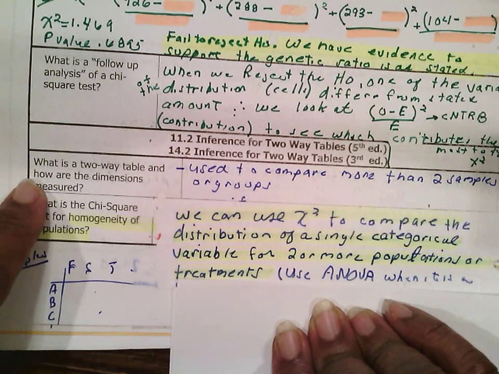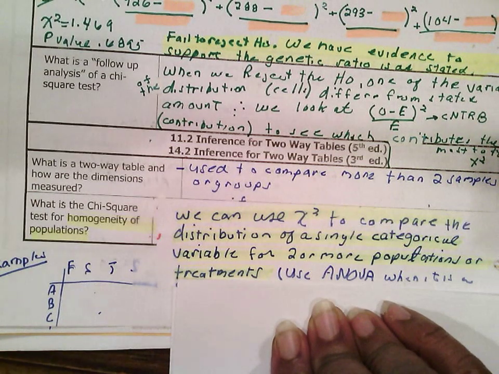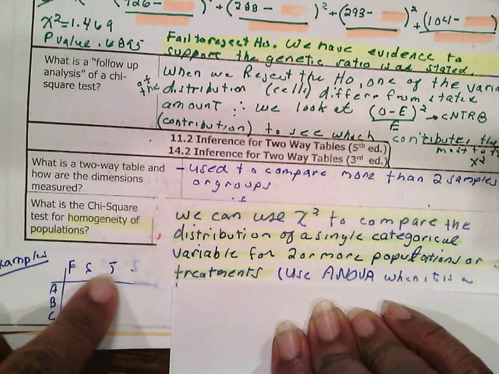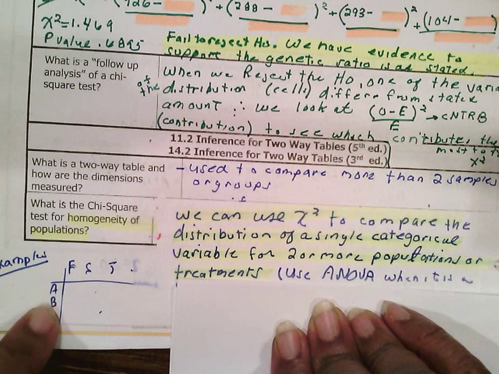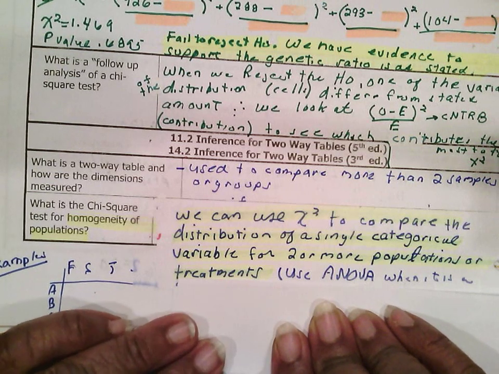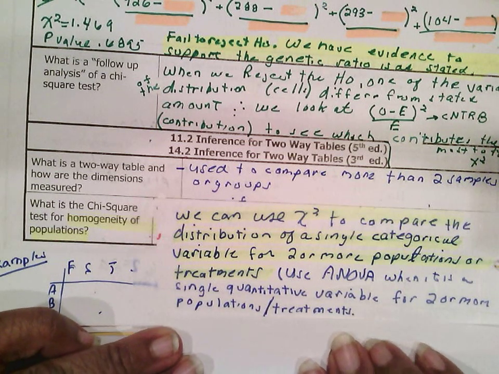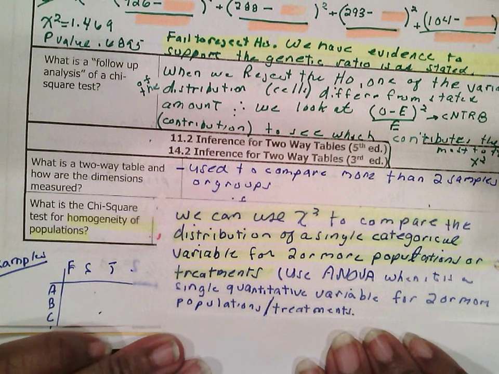I mentioned earlier that the dimensions are not about, it's not a 2 by 2. Here it is the number of the populations and how many categories we're looking at within the population. I also mentioned the idea of ANOVA, and when it comes to ANOVA here, it's the same premise, but it's when you are using quantitative variables.